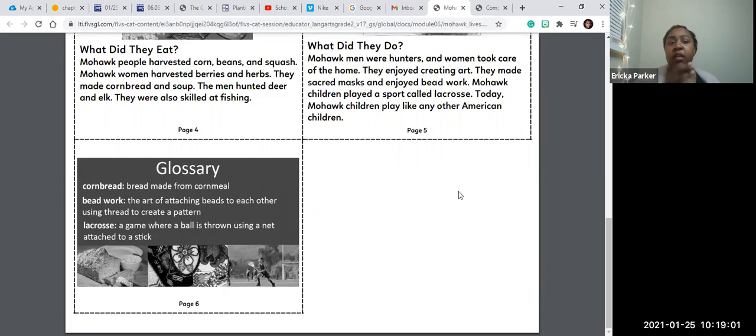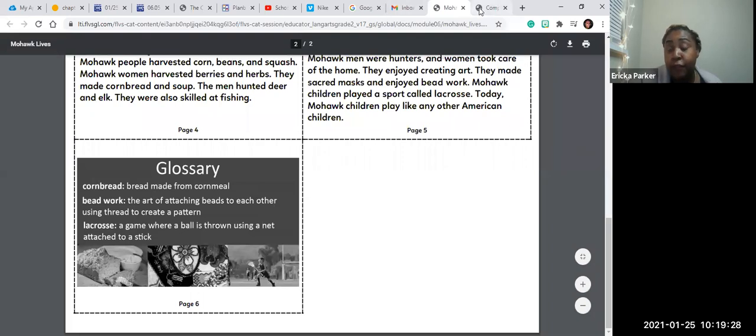Let's look at some of the words in our glossary here. Cornbread. I know many of you know what cornbread is, but here it is. Bread made from cornmeal. Beadwork. The art of attaching beads to each other through thread to create a pattern. Lacrosse. A game where a ball is thrown using a net attached to a stick. Okay.